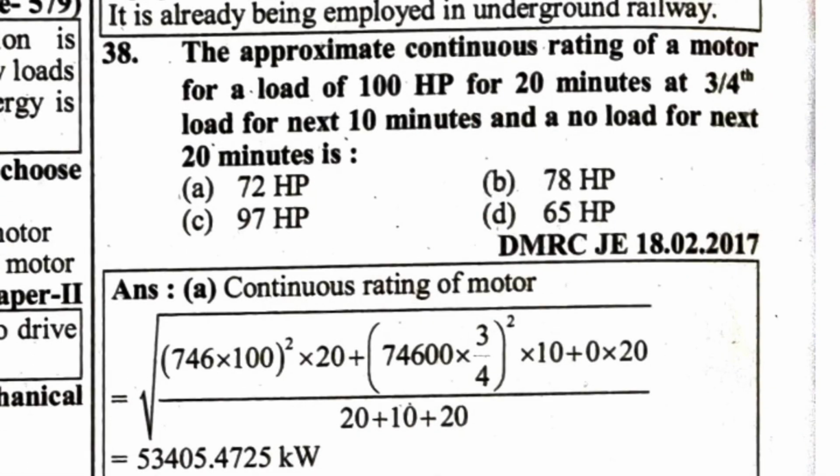The approximate continuous rating of a motor for a load of 100 horsepower for 20 minutes, at 3/4 load for the next 10 minutes, and no load for the next 20 minutes is the continuous rating of motor.